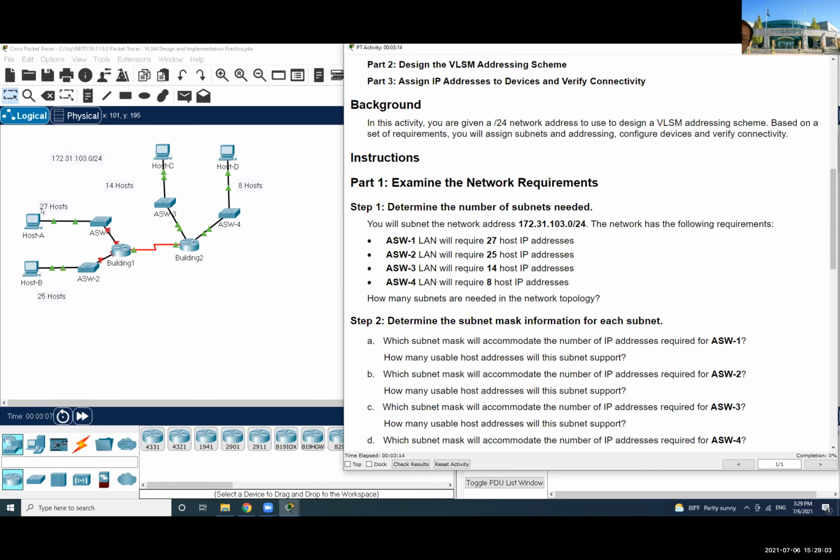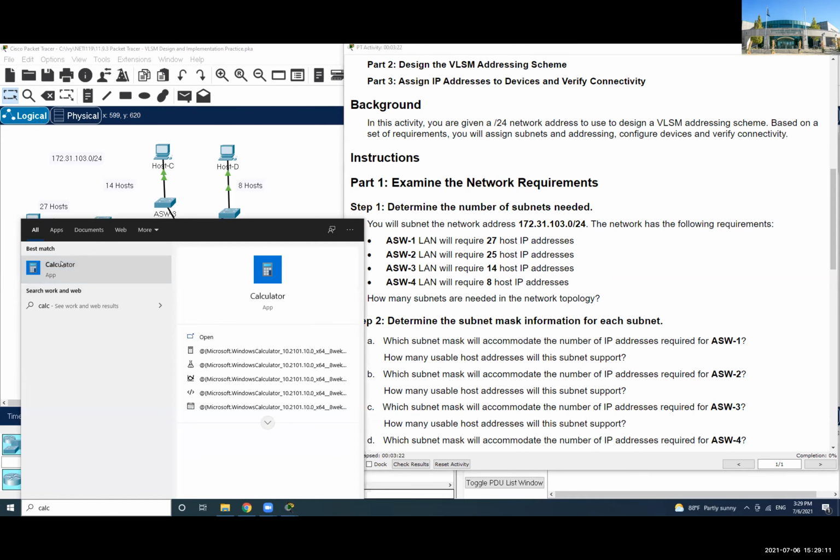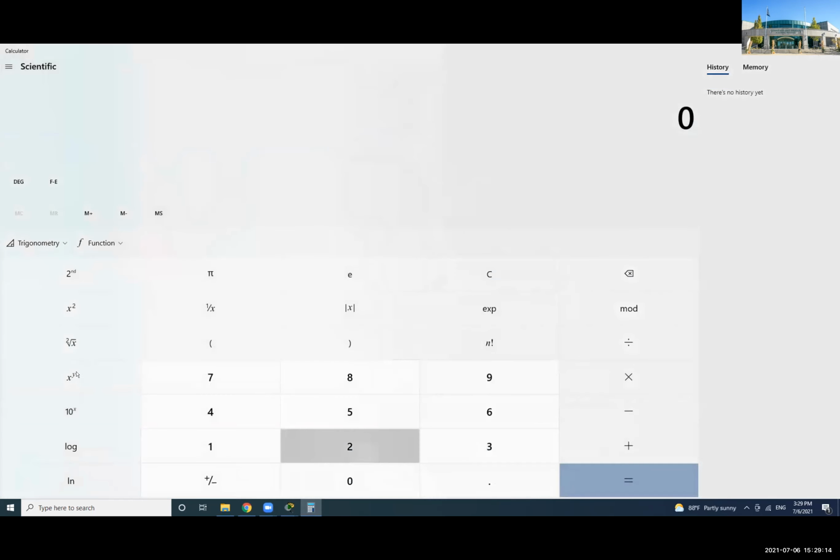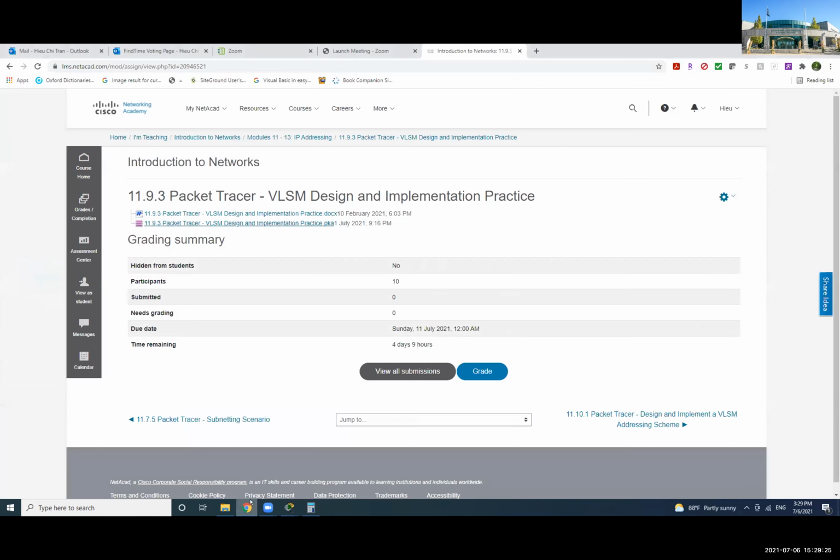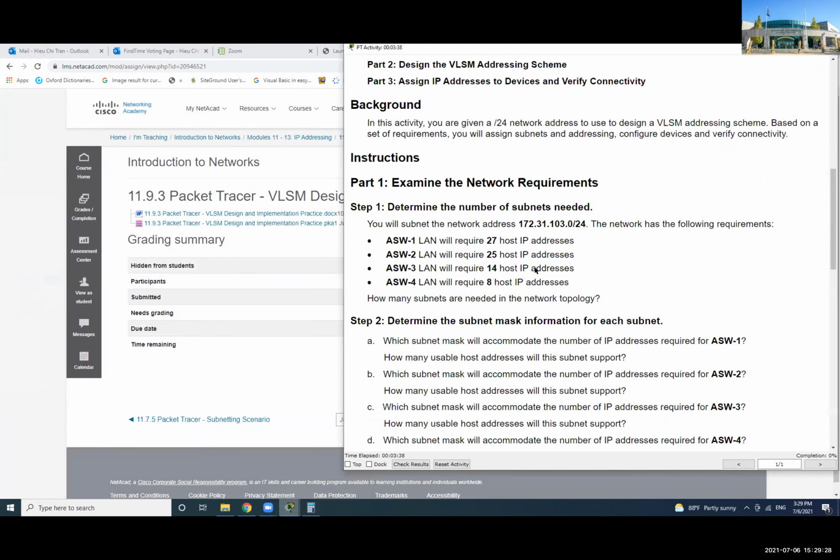What about 4? Is 4 enough or not? No, 4 is not, right? Because you see, you have a calculator here. If you only have 4 bits in the host portion, you have 2 raised to 4, which is 16, and of course you have minus 1 for the network, minus 1 for the broadcast. So in total, you only have 14. And 14 is not enough for the 27 hosts here. So for this one, you know that you need 5 bits in the host portion.